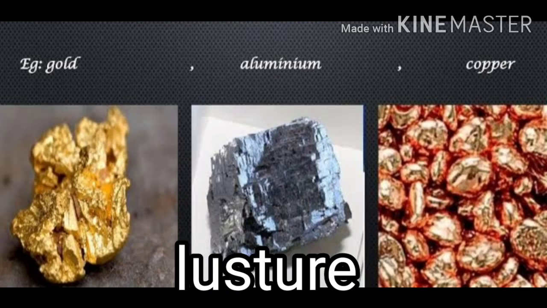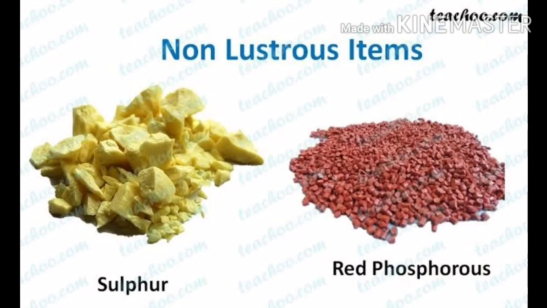The first property is luster. Luster means shine. All the metals are lustrous in nature, like gold, silver, copper. All these things are shiny in nature. On the other hand, non-metals like sulfur and red phosphorus are non-lustrous, meaning they don't have shine.